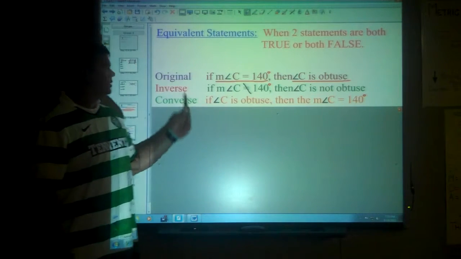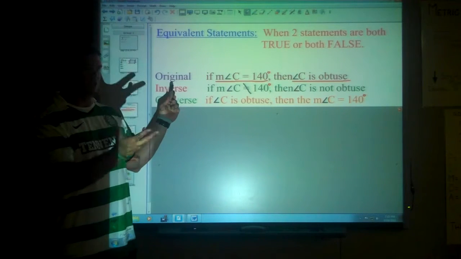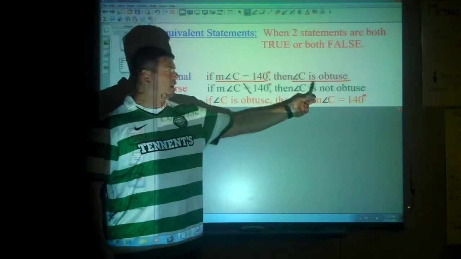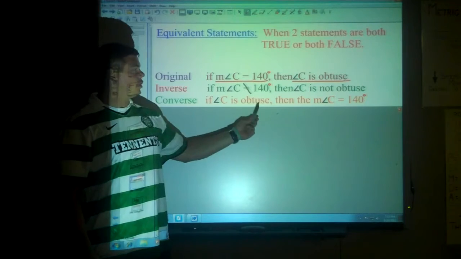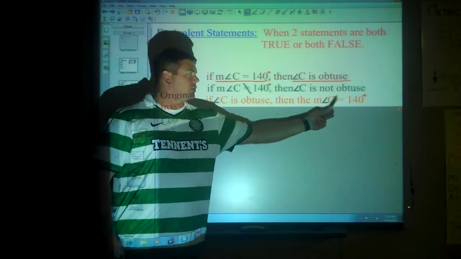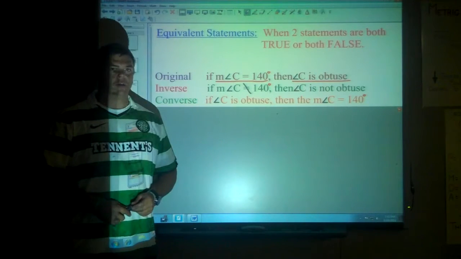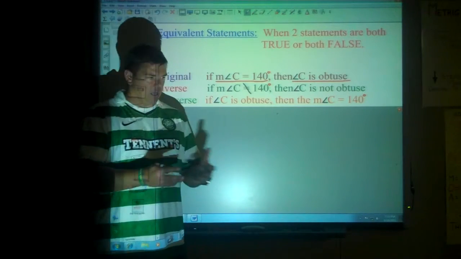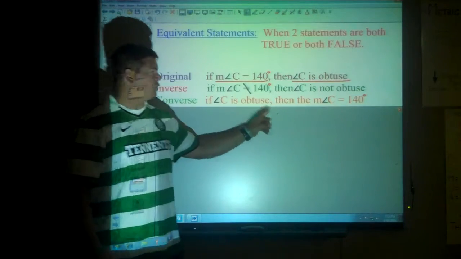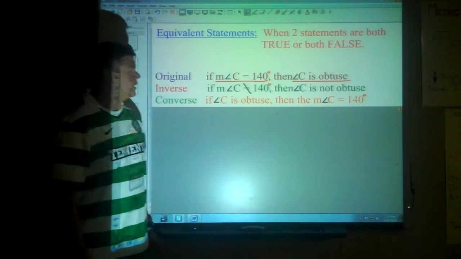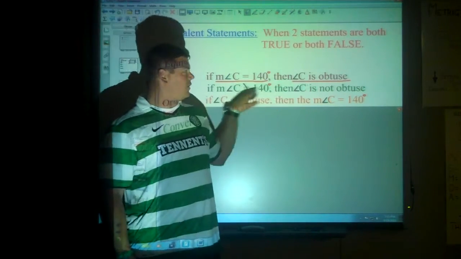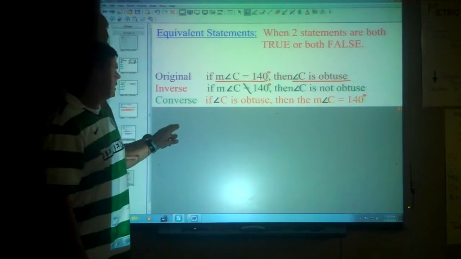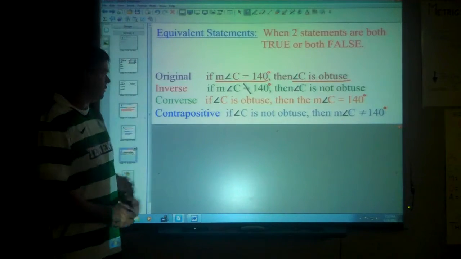The converse, remember, takes the original statement and switches it around. So whatever was the conclusion is now at the beginning, and the hypothesis is second. If angle C is obtuse, then the measure of angle C must equal 140 degrees. That's not true either. If the measure of angle C were 110 degrees, it would be obtuse. Just because it's obtuse doesn't mean it has to be 140. So far we have a true statement followed by what could potentially not be true and what could potentially not be true again. And lastly, we have the contrapositive.